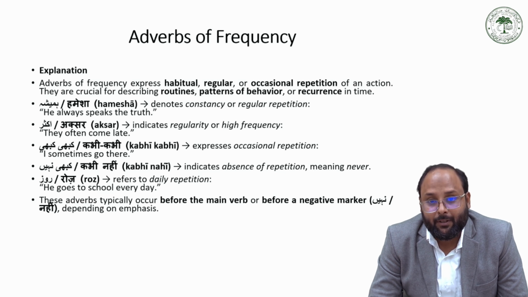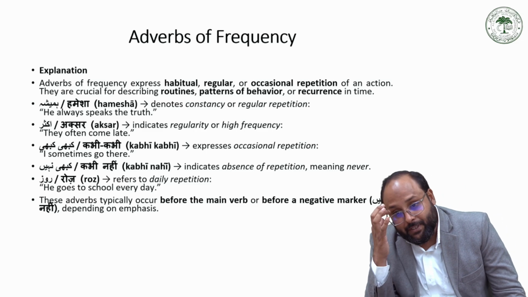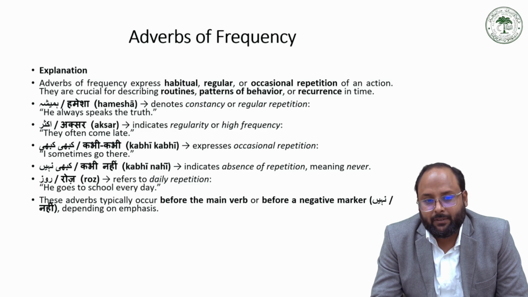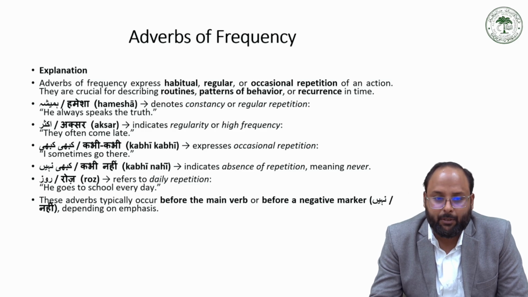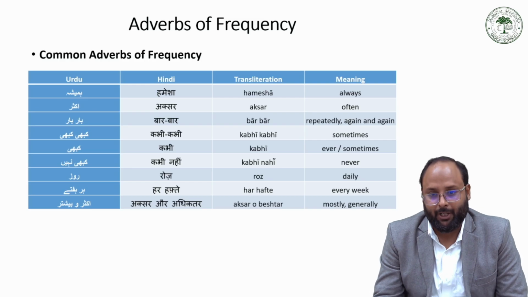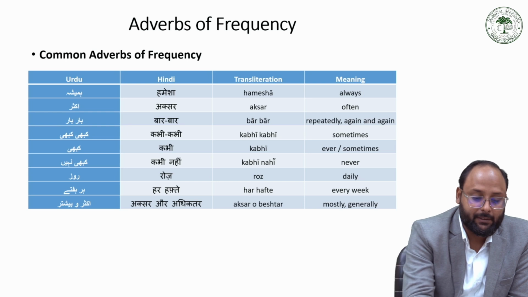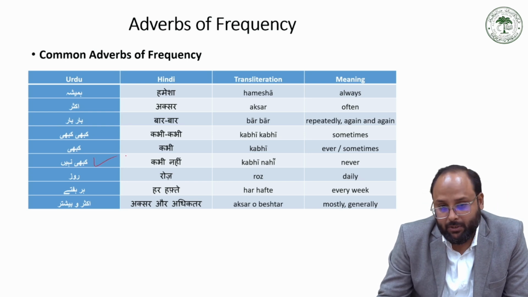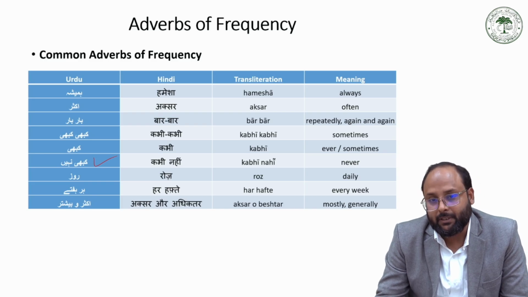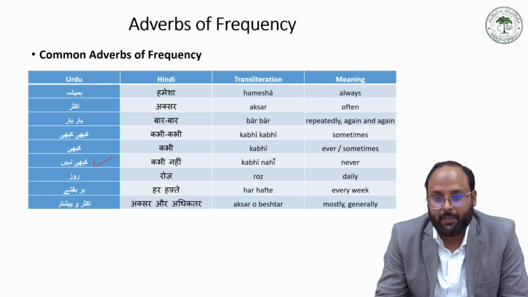high frequency, but it is not always. It does not give the meaning of regular. And कभी नहीं means absence of repetition, meaning never. और रोज the daily repetition, वो रोज स्कूल जाता है. So these words typically occur before the main verb or before the negative marker नहीं, depending on the emphasis. Like हमेशा, अक्सर, बार बार, कभी कभी, और कभी कभी नहीं for the meaning of emphasis, रोज, हर हफ्ते, अक्सर व बेशतर, और अक्सर और अधिकतर. So these are the adverbs of frequency which give the meaning of the action in terms of frequency.